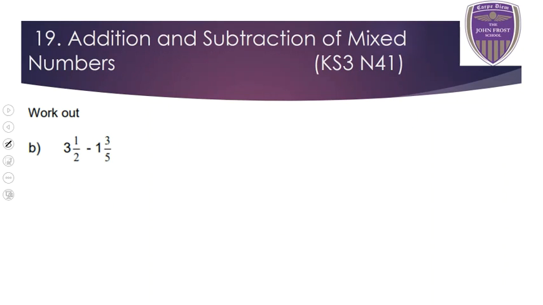So next one, this time is subtract, but all the steps that we follow are exactly the same. Okay, so this is something over 2 and something over 5, as improper fractions. Okay, so we got 3 whole sets of 2 plus another 1, so 3 times 2 is 6, plus 1 is 7. And in this one, we've got 1 whole set of 5 plus another 3, so 1 times 5 is 5, plus 3 is 8.